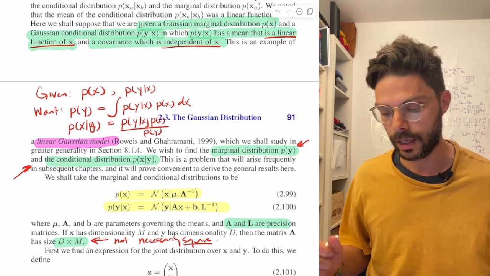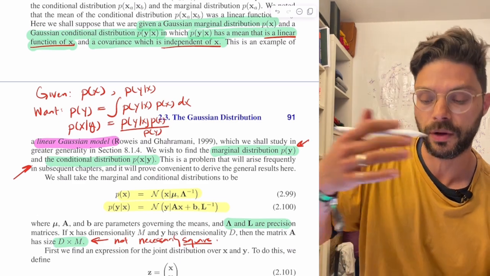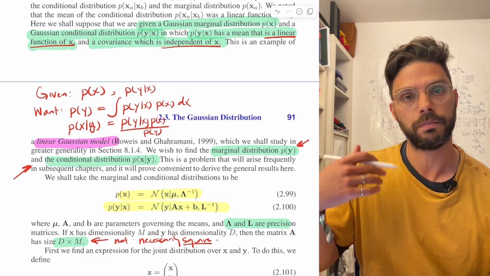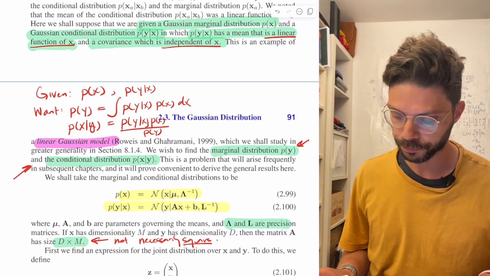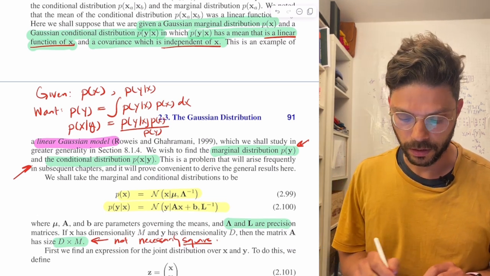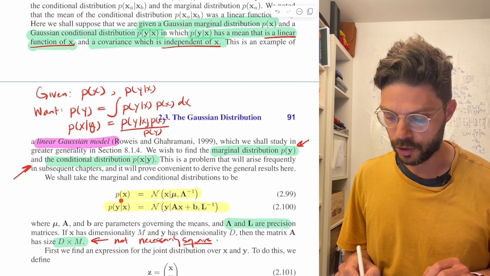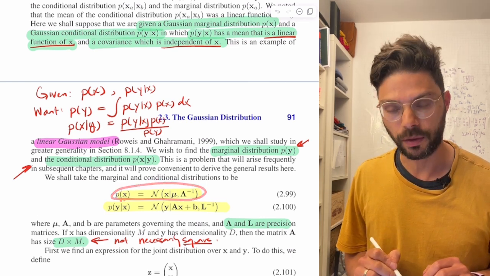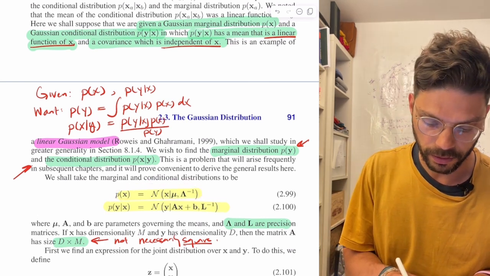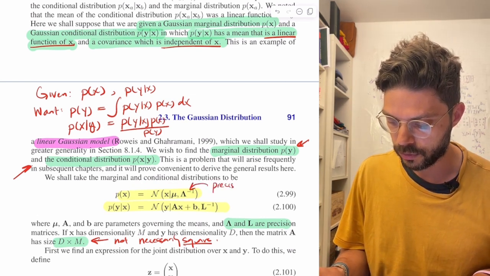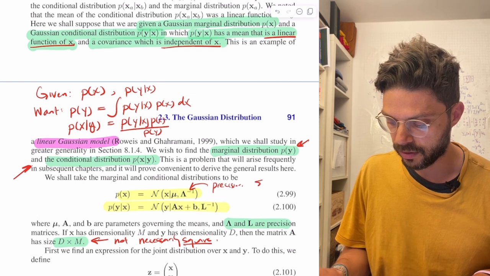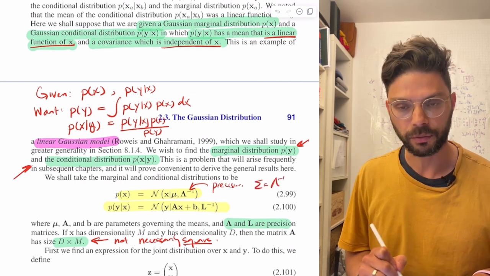We're going to use one of the expressions we found previously to plug in the values and get the answers. So let's look at what we've got. We've got a marginal distribution, which we said was Gaussian. One thing to notice is that we're going to be working with precisions. So the covariance here is going to be that.